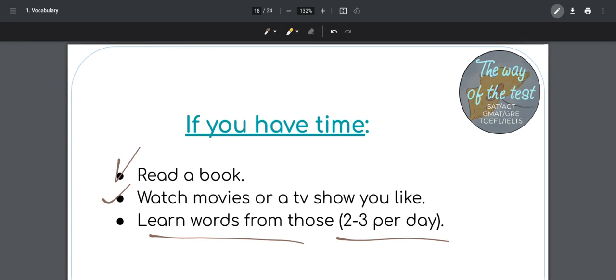This new digital SAT also doesn't require that many words, so it's a waste of brain power to spend your time learning 50 words or 10 words per day. If you learn at a constant rate of 2 or 3 words per day, you will be fine.